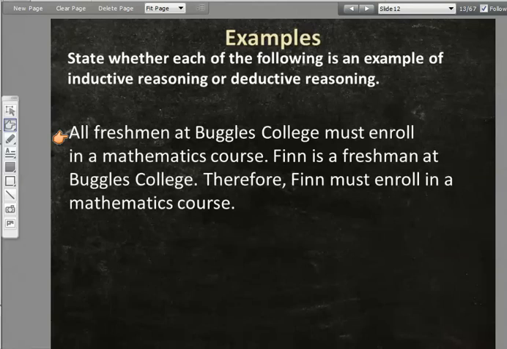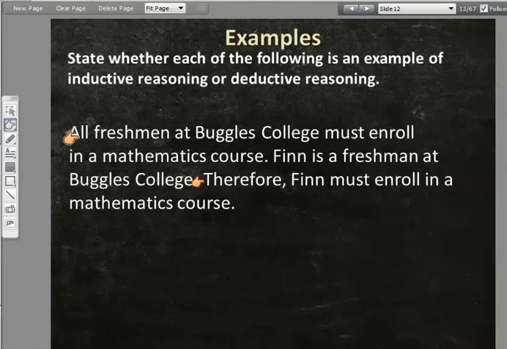Okay, all freshmen at Bugles College must enroll in a mathematics course. Ooh. Finn is a freshman at Bugles College. Good for him. Therefore, Finn must enroll in a mathematics course.